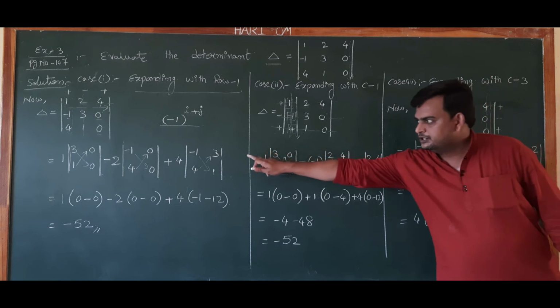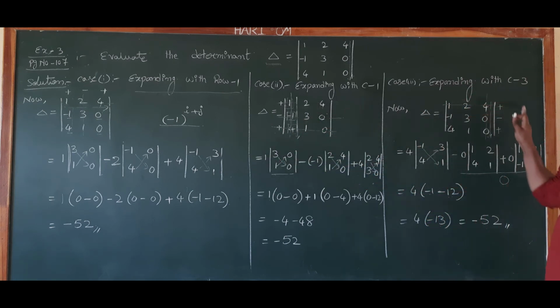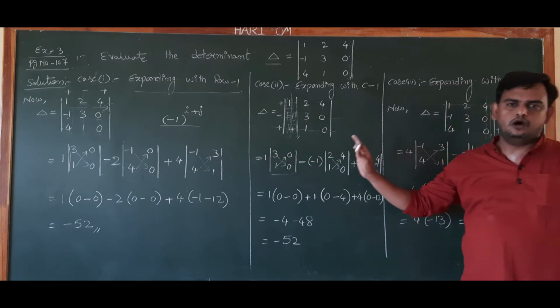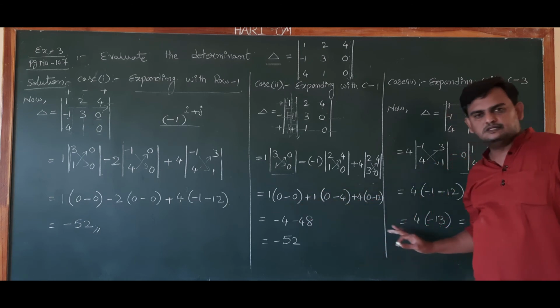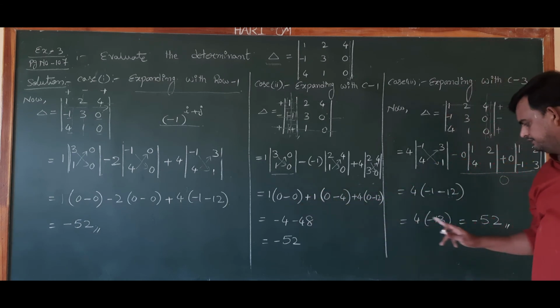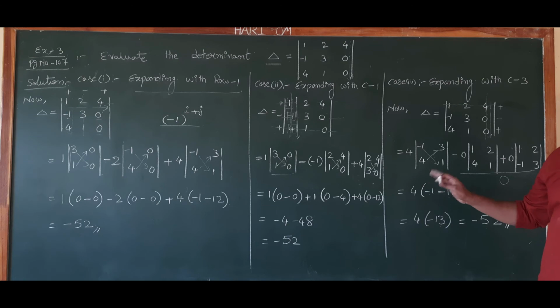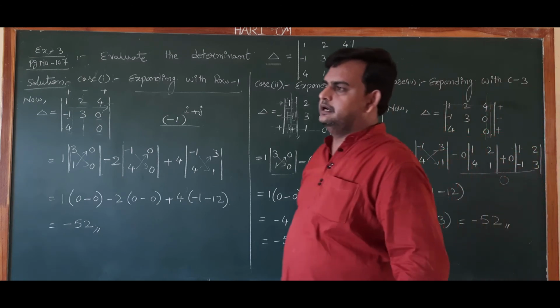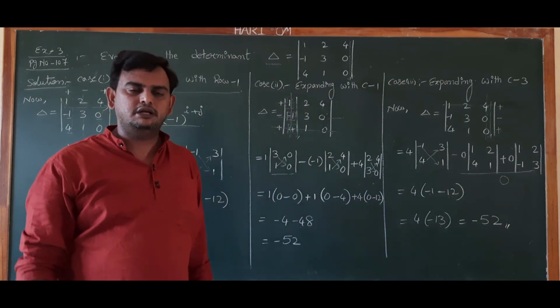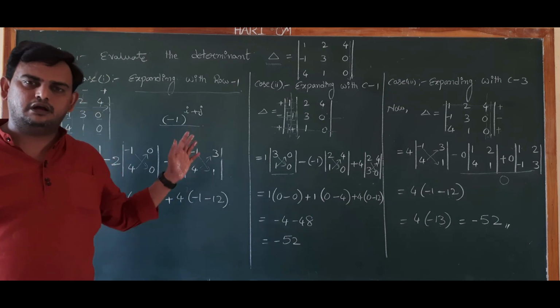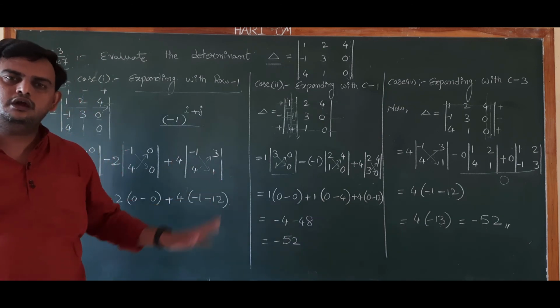So using row 1 or column 1 or column 3, you can choose any row or any column, your answer will be the same. Minus 52, minus 52, minus 52. In this way, we can find the determinant of a 3 by 3 square matrix in 6 ways. As per our convenience, we can choose any row or any column.